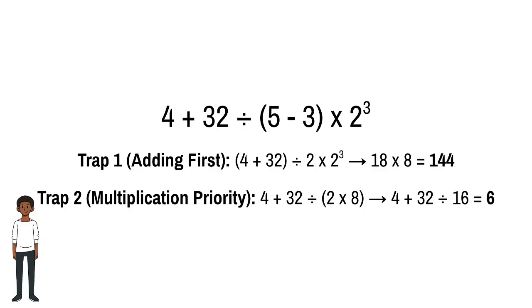Trap number 2: handling parentheses and exponents correctly, but then multiplying 2 by 8 to get 16 before dividing, leading to an incorrect answer of 6.